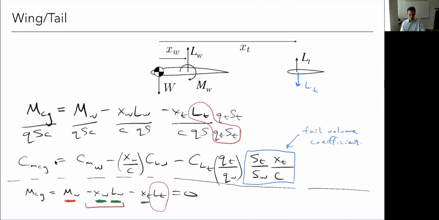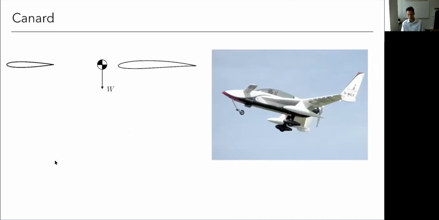Actually, though, this equation points to another possibility. What if the LT was positive, the tail was lifting upward, but we made XT negative? In other words, we put the tail in front of the airplane. So that's another possibility, and this is called a canard.